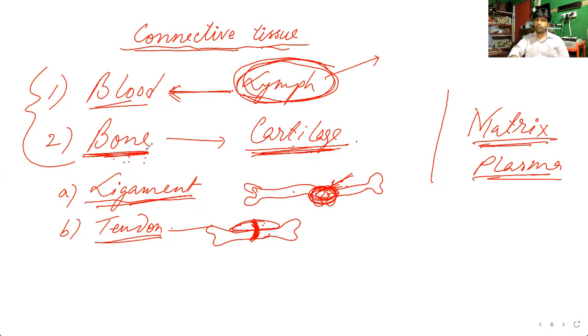Then we discussed the bone and cartilage. So bones are hard, whereas cartilage is soft. Bones are made up of osteocyte cells, and cartilage is made up of chondrocyte cells. Then after that we discussed the ligament and tendon. Ligament is the connective tissue which is connecting one bone with another bone. It is generally elastic in nature. Then we discussed the tendon. Tendons are those connective tissues that connect a muscle with the bone. They are generally not so elastic.